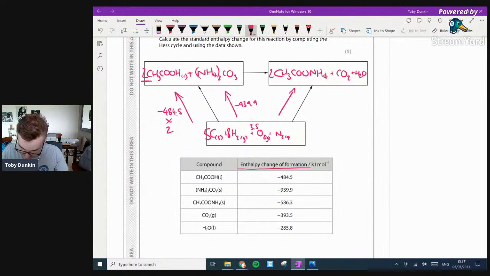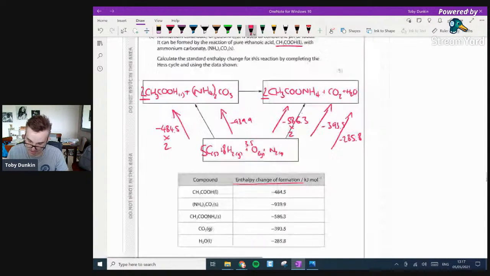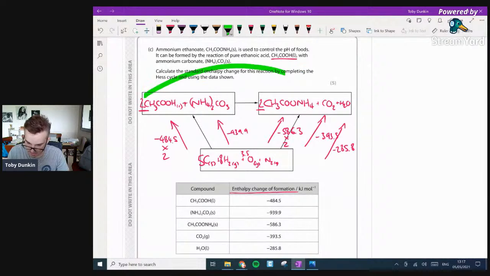Next one, the formation of ammonium ethanoate is minus 586.3, and there's 2 of them, so times that by 2. And then the formation of carbon dioxide is minus 393.5, just the 1. And then water, which is minus 285.8. Right, what a disgusting Hess cycle. So that way equals that way.